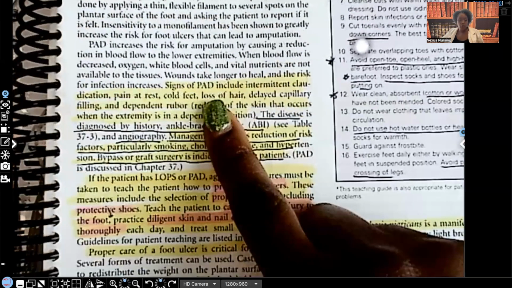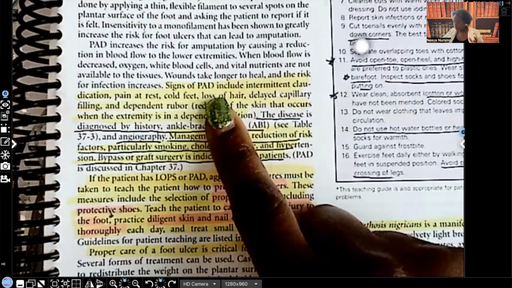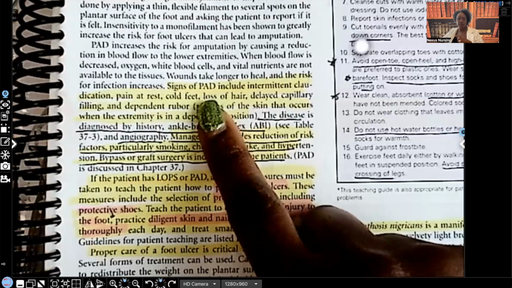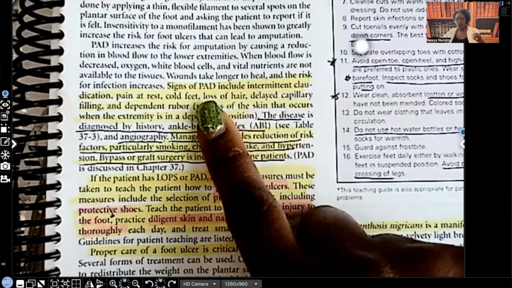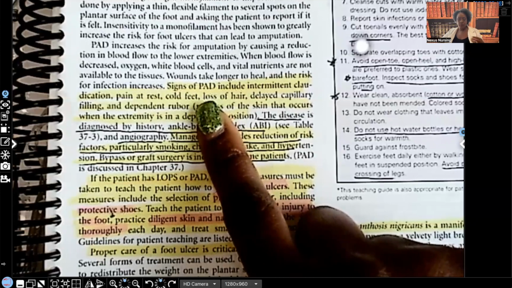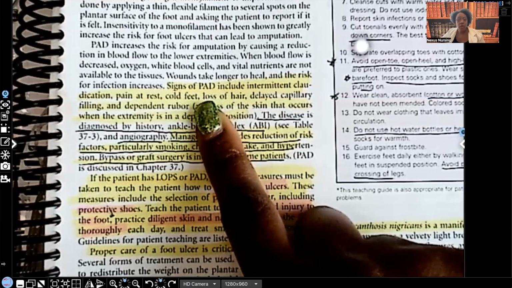Signs of peripheral artery disease. Let me stop there because I gotta make sure you guys understand what peripheral artery disease is. Those arteries in the periphery, like the lower extremity, when there's a problem with the blood, the oxygen, the vitamins, the nutrients getting to those tissues of the lower extremity.